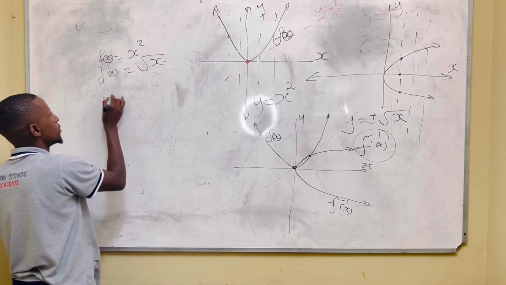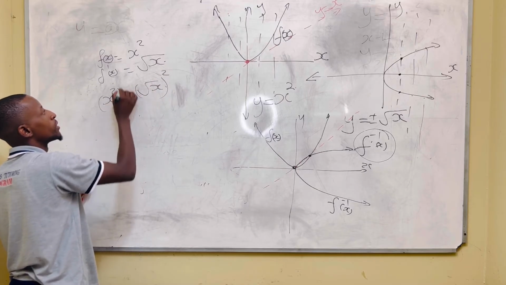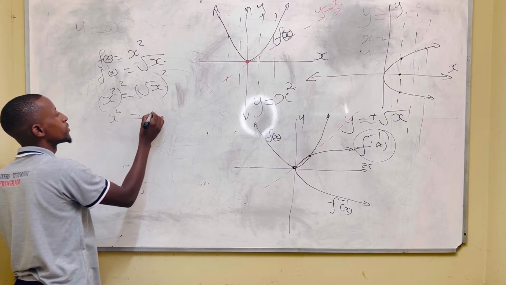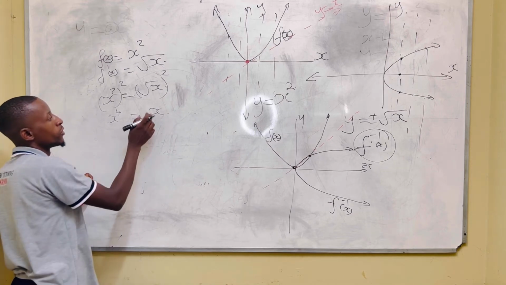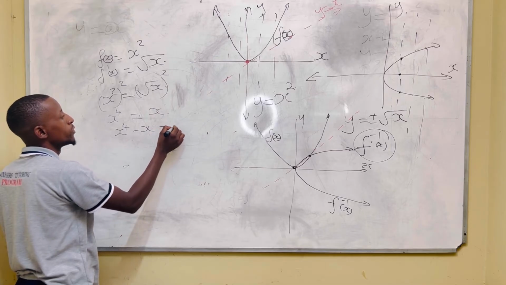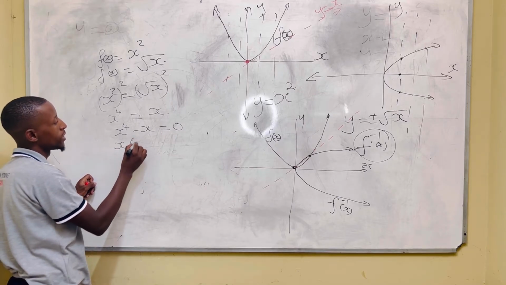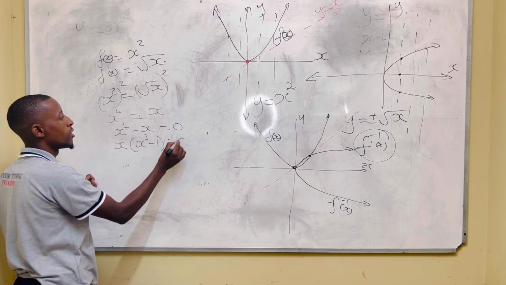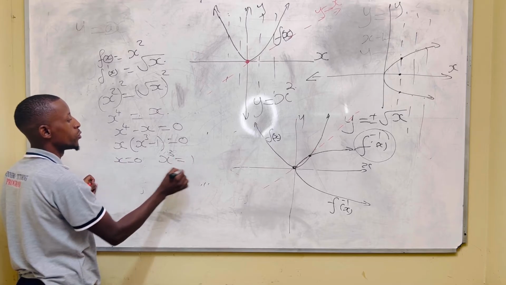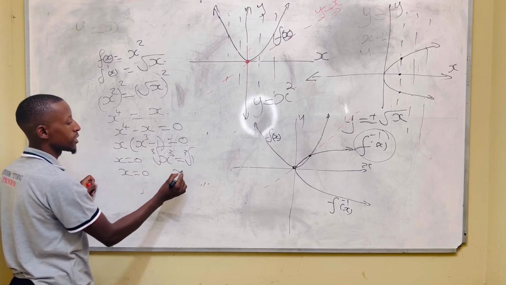So can we equate these equations? If we equate these equations, the square root here, the square root here, this times this is going to be x to the power 4 equals x. So this one you transpose. If you transpose, you're going to get x to the power 4 minus x equals 0. So we will factor out an x. If you factor out an x, you're going to get x(x cubed minus 1) equals 0. Then it's going to be x equals 0, or x cubed equals 1. If you cube root 1, x equals 0, x equals 1.